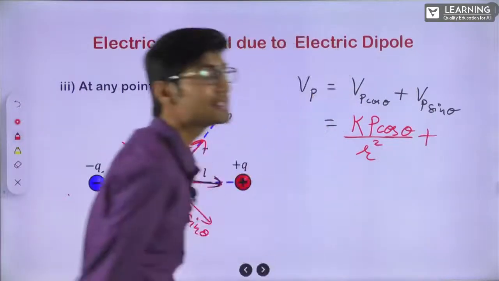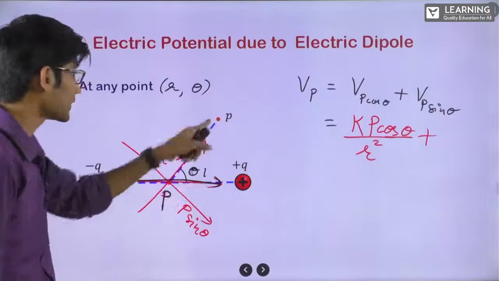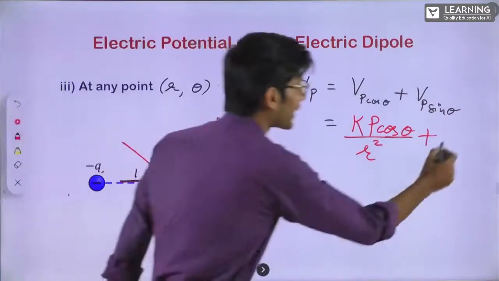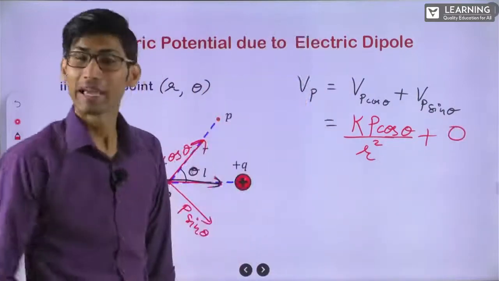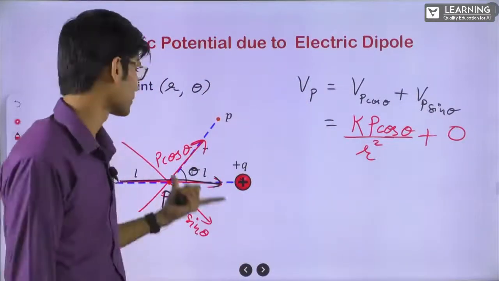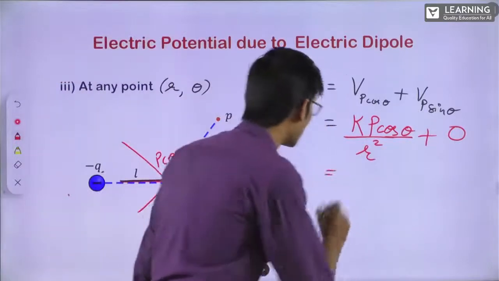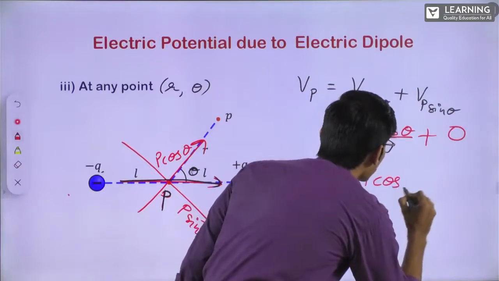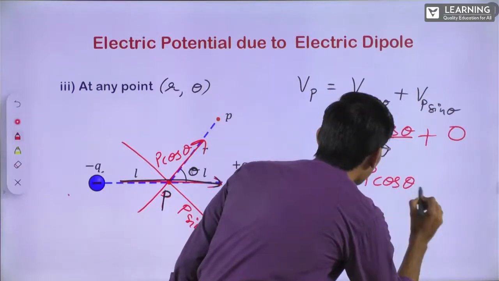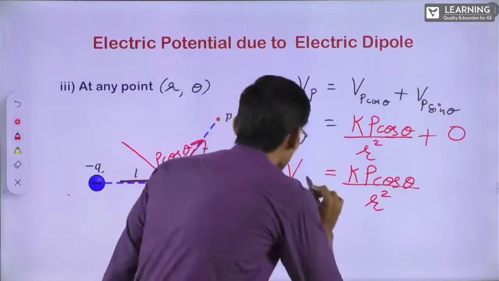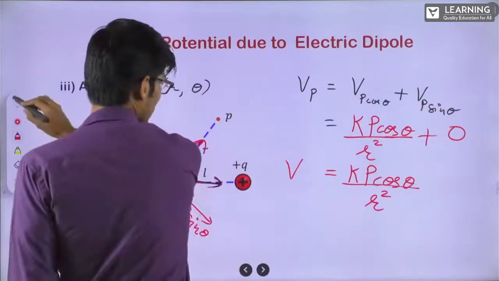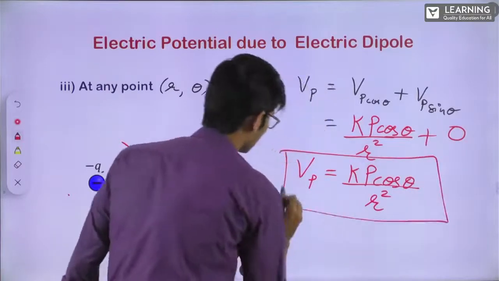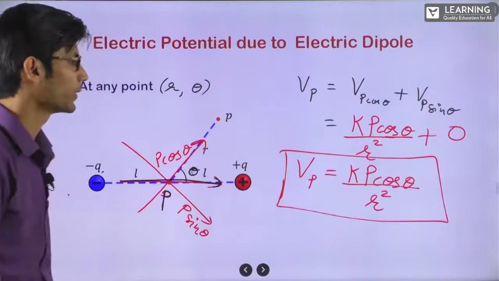And V due to P sin theta. Now this is at the perpendicular bisector, so the potential will be 0. At the perpendicular bisector of any dipole, potential is 0. So here this potential is 0. So finally what we got, V at P is equal to Kp cos theta by r square. Clear? This is V at any point P.